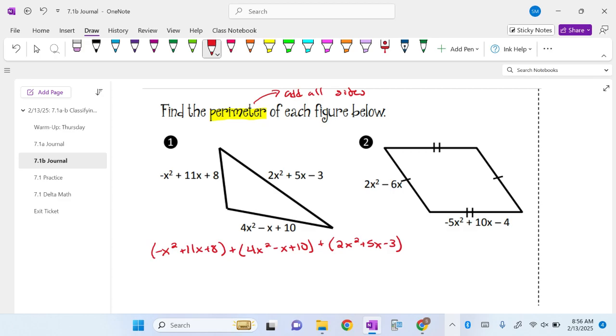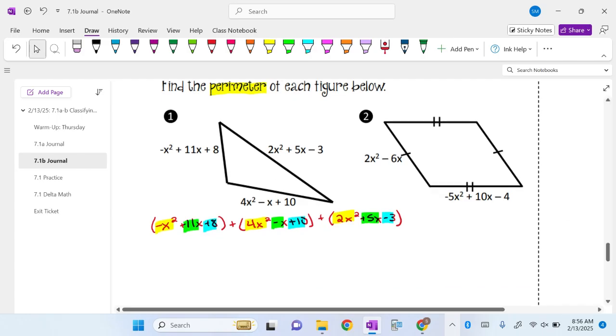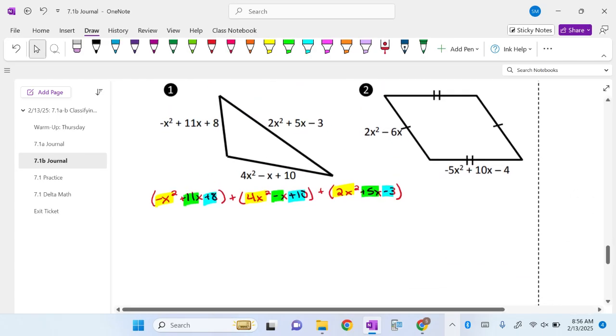All you got to do, even though there's variables in there, we're not solving for anything. They just want us to simplify the expression. And to do that, we would just add up all the sides. So my like terms here would be my x squareds, my x's, and my constants. All right. So a little more sustenance here.